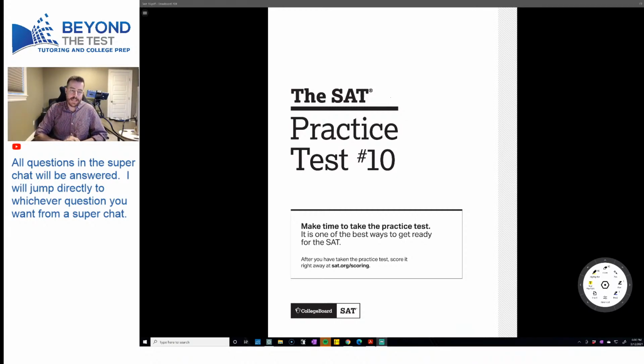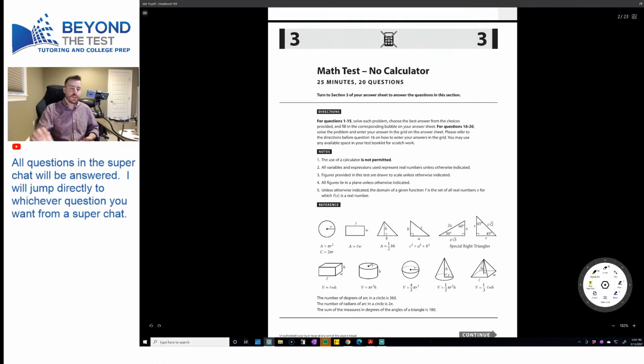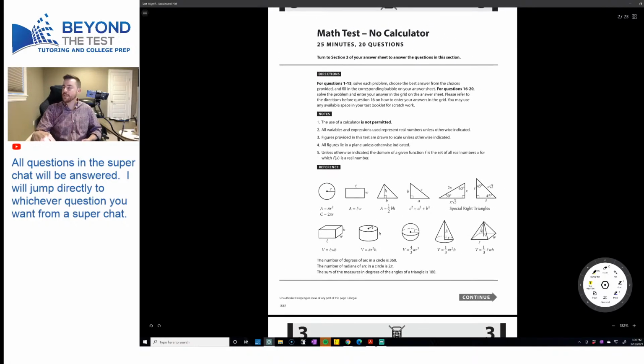Running through the SAT practice test number 10, the math sections of this, sections 3 and 4. So we're going to be talking about a lot of useful things that you can do on this test strategy-wise to help you out with some of these math questions. And we're just going to go ahead and begin. So let's open this up to section 3 here and take a look at some of these questions.